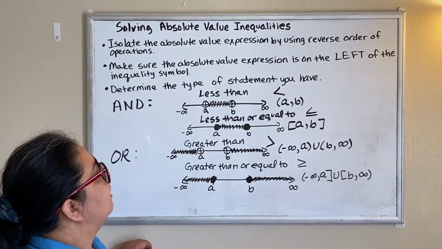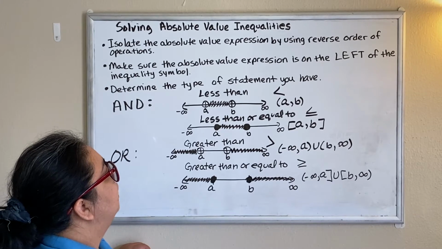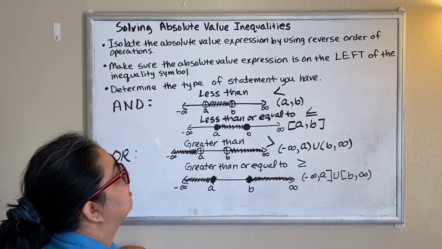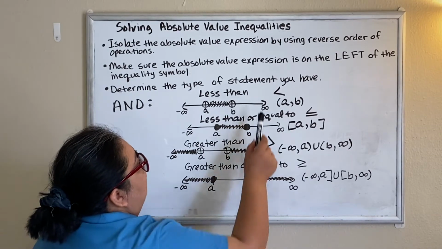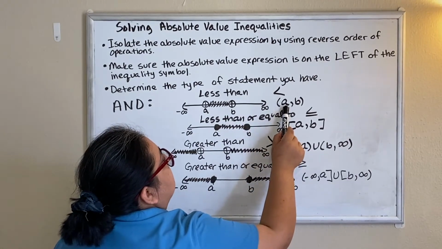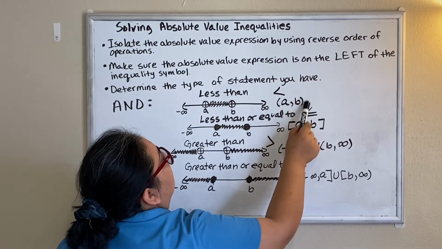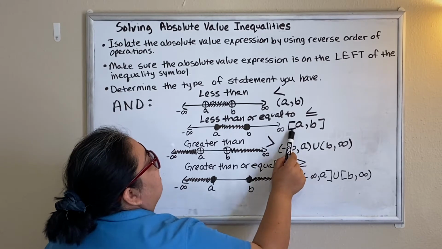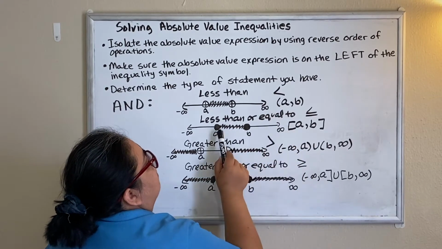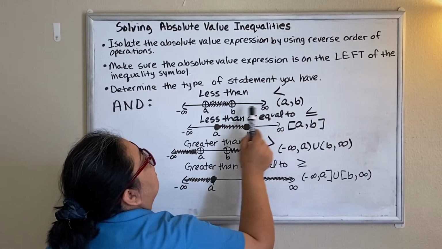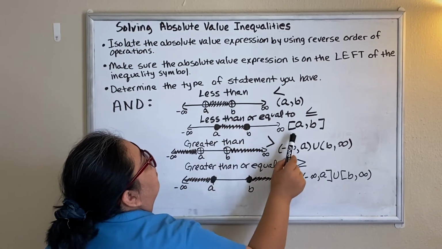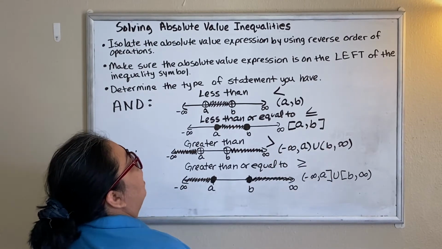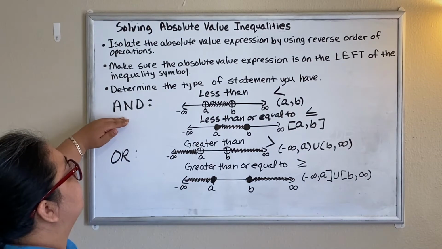Now, we also write this in something called interval notation. Interval notation basically just states the first value and states the last value. And the way we write that with less than is parentheses, the first value, comma, the second value, close parentheses. With less than or equal to, we're going to have brackets instead of parentheses. The brackets mean we're including the numbers. The parentheses mean we're not including the numbers. So we would have bracket, the first number, comma, the second number, and then a bracket. So that's the and statement.